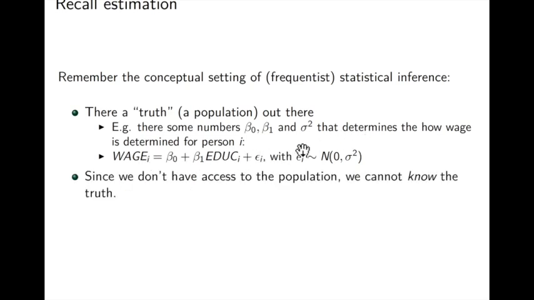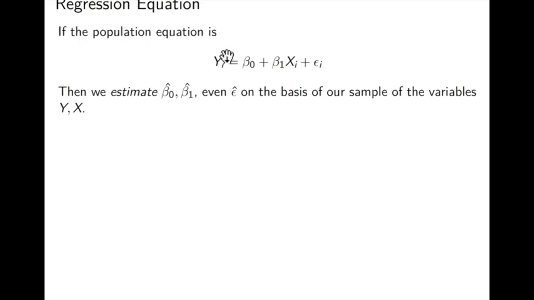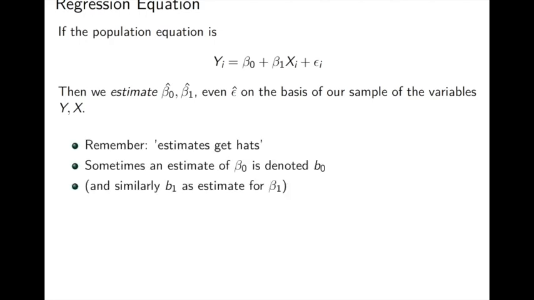So this truth exists. It is out there, it's in the population, but we don't know it. In fact, we can't know it. But that's okay, we can estimate it. And this leads us to the regression equation. So if the population equation is thusly, we can estimate beta naught, beta 1, and actually we can even estimate these errors on the basis of what we've actually observed, on the basis of the sample values of our variable x and our variable y. So remember, estimates get hats. Sometimes I'll call an estimate of beta naught as b naught, and an estimate of beta 1 as b1.